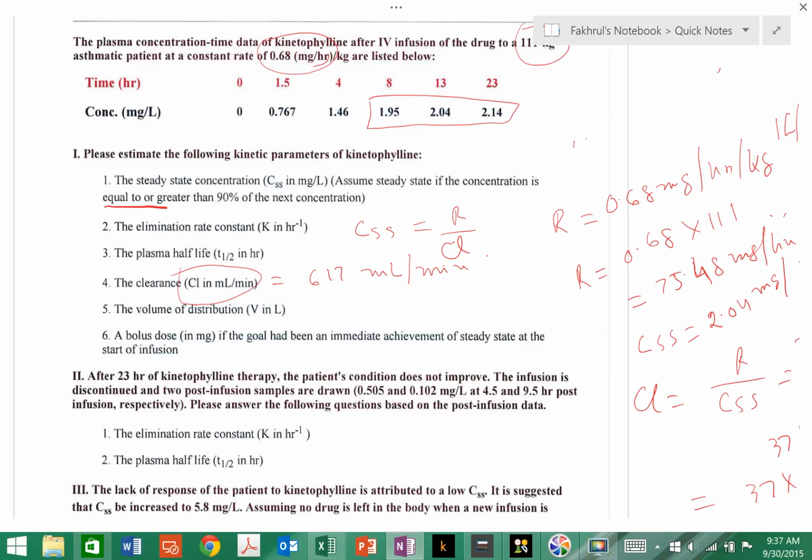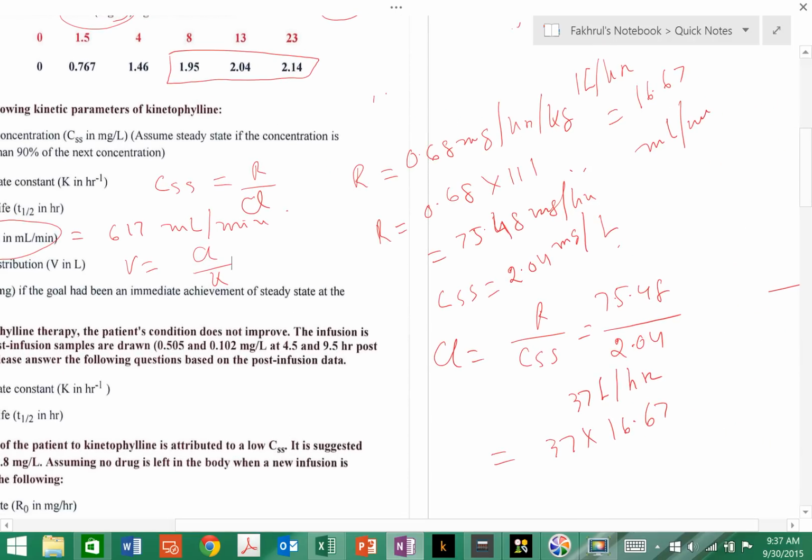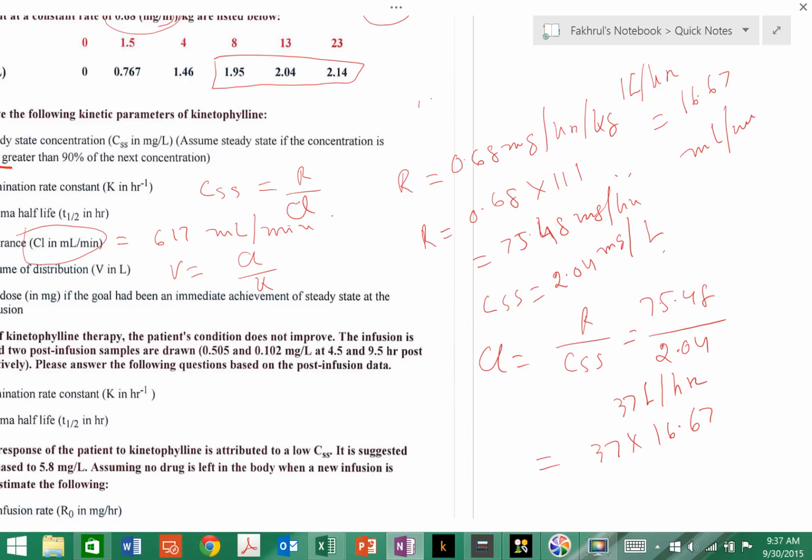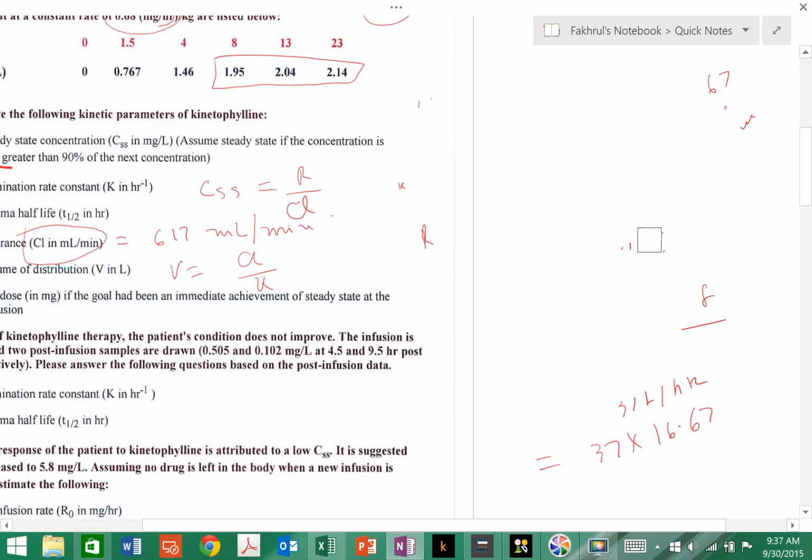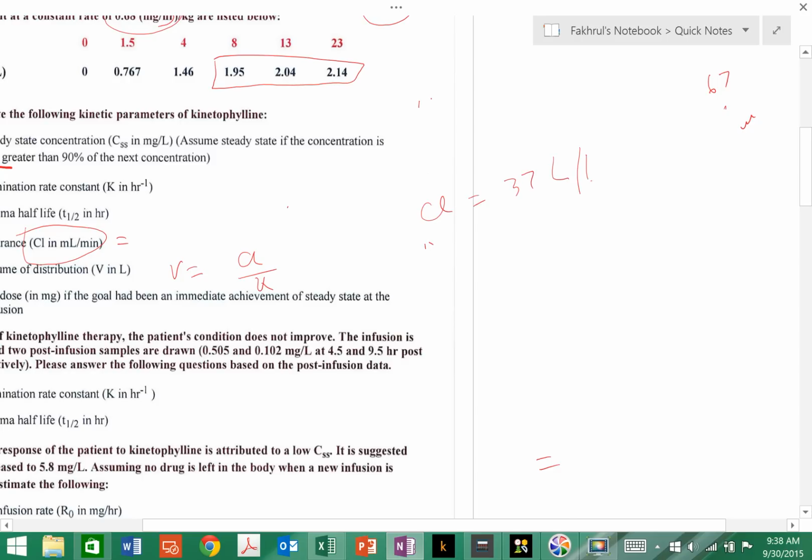Now volume distribution. In case of volume distribution, we have to use an equation. If you remember, that equation is what? V is equal to CL by K, and we have previously calculated CL in liter per hour as 37. So let's clean this up. We now know that we have to calculate volume distribution. So we know that CL is 37 liter per hour.